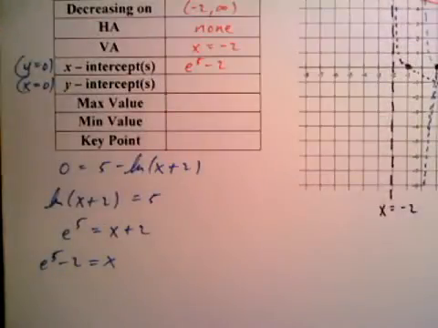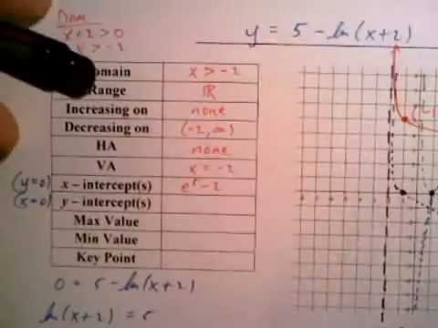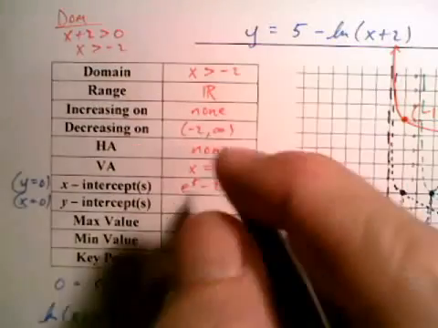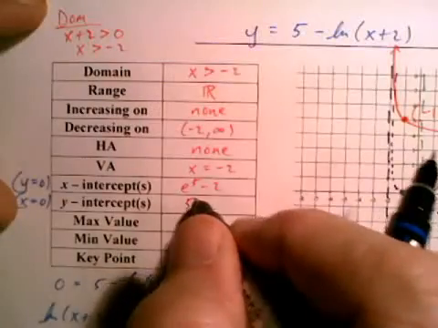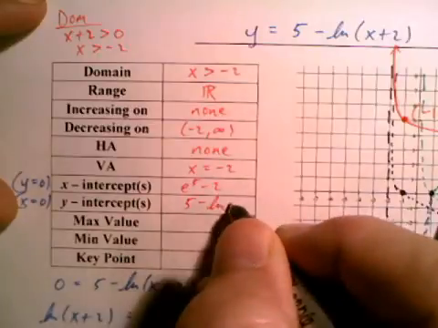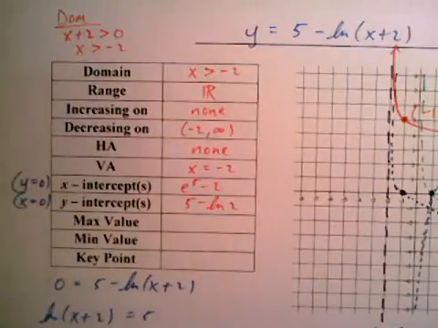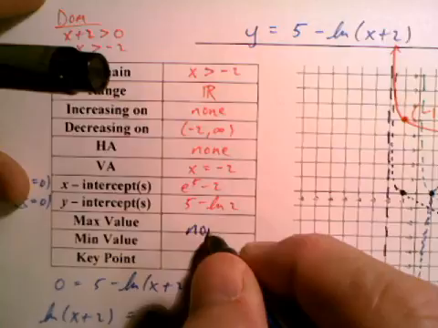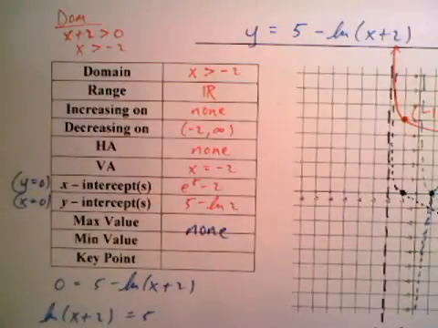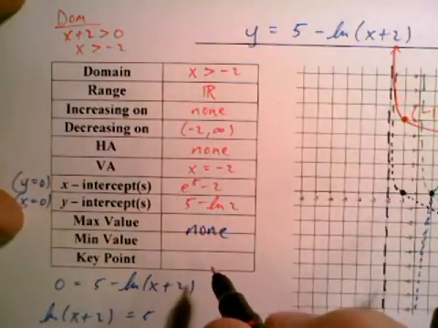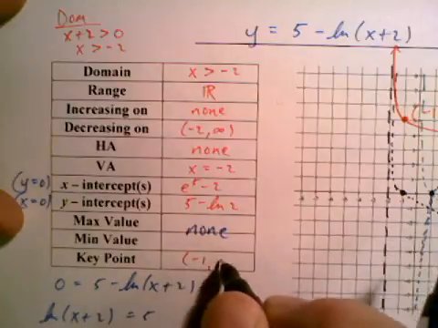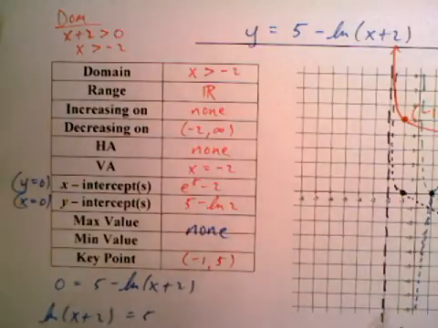Okay, the y-intercept, just let x equal 0, and if you look at the equation, x equals 0, we get 5 minus ln of 2. Okay, and again, no max, no mins, and I'm trying to rush here to get it under the 10-minute mark. And the key point, again, is at -1, 5. Nice job.